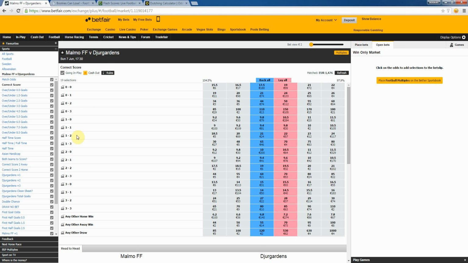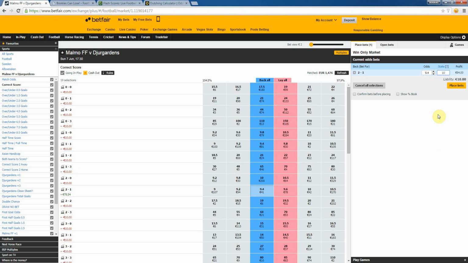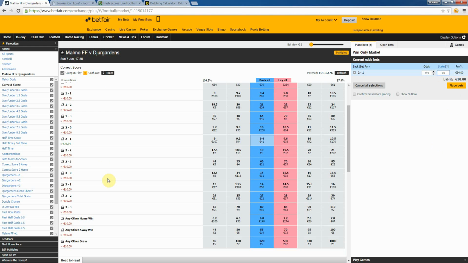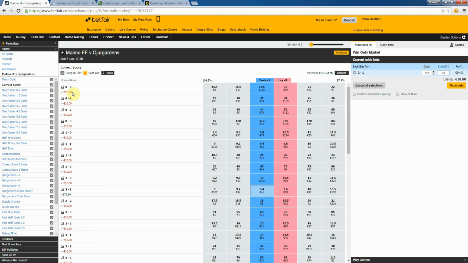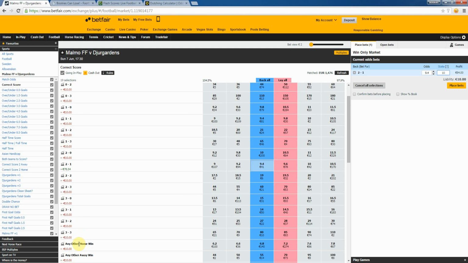For example, if you think this game will end in 2-1 to Malmö, you can click on the best price offered, which is 9.4, and if you place, for example, 10 euros on that, I haven't yet placed my bet, and you can see a what-if scenario. Obviously you will lose your 10 euros if the game ends in any other score, but if it ends 2-1, you will win 78.54.